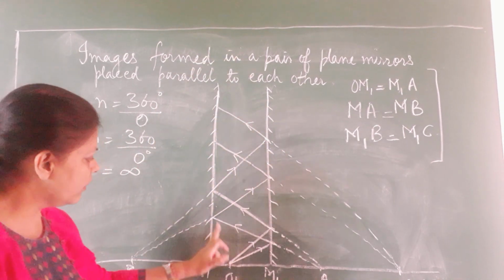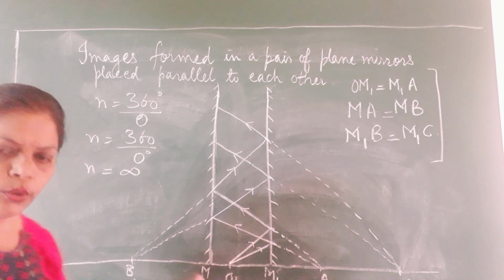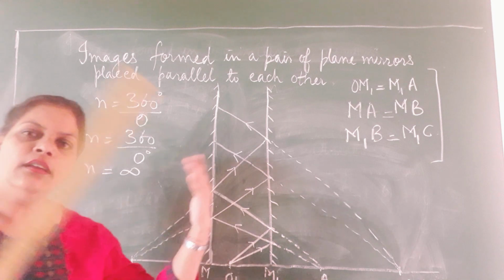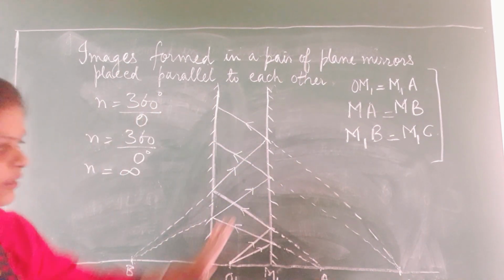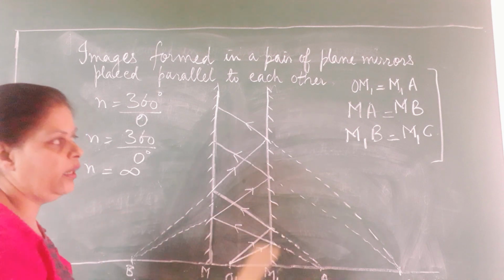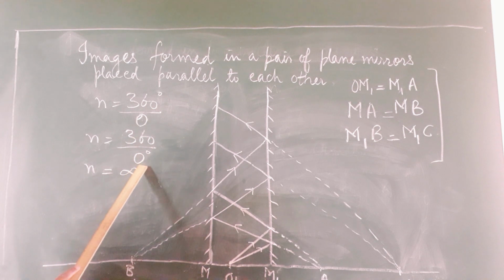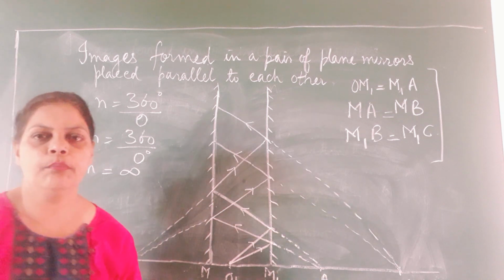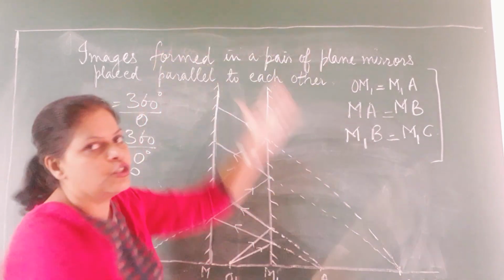Here you can see that there are 3 images: 1, 2, 3. This is not going to end because the number of images is infinite and we can only represent this on paper. That is why I have taken only 3 images. Otherwise the number of images formed is 360 upon theta. The value of theta is 0 and therefore the number of images formed will be an infinite number of images. Clear children?